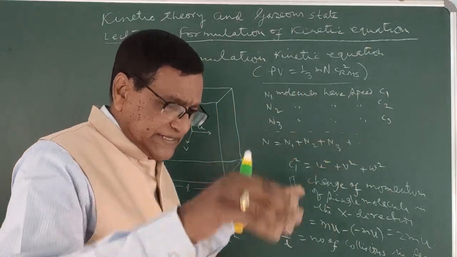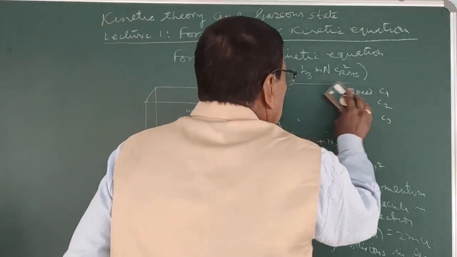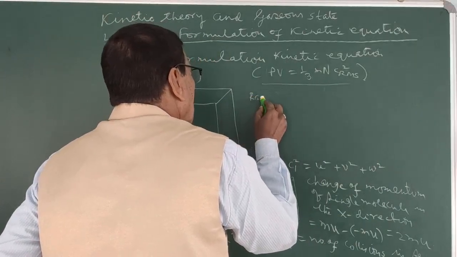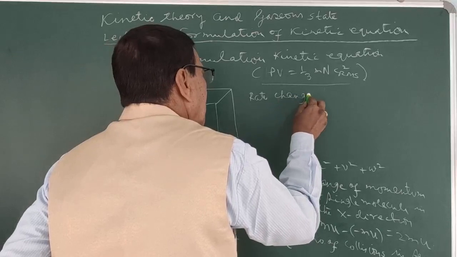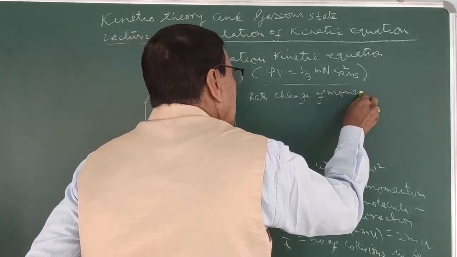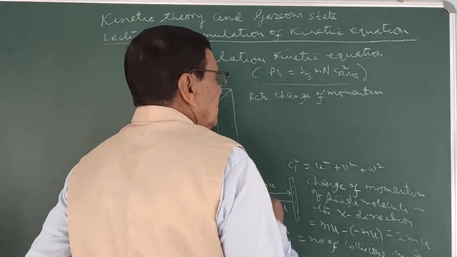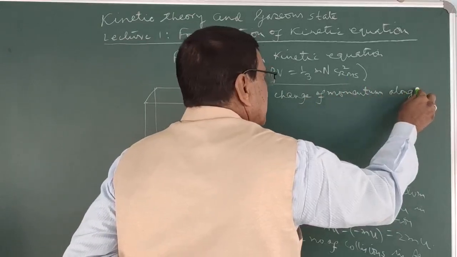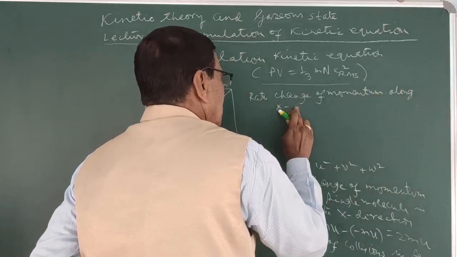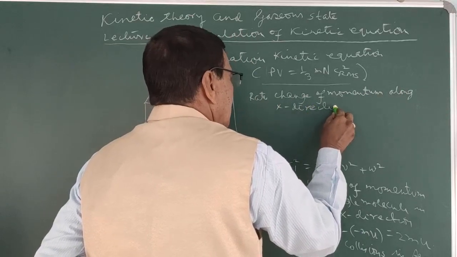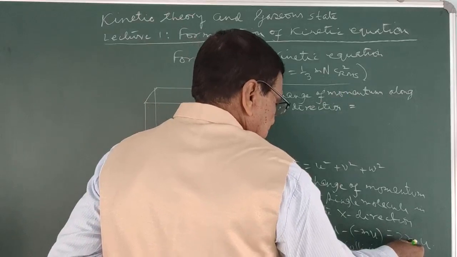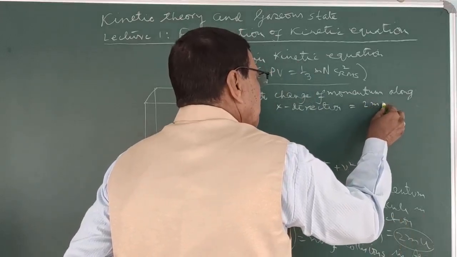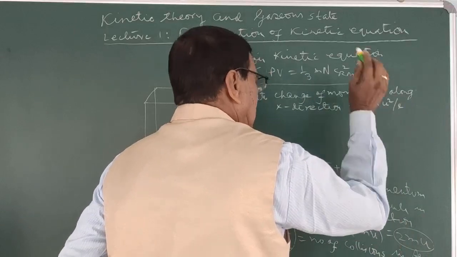So for this molecule along this x direction, if we consider the rate of change of momentum of this molecule along the x direction, it is equal to the multiplication of these two, and it will give you twice m u square by l.